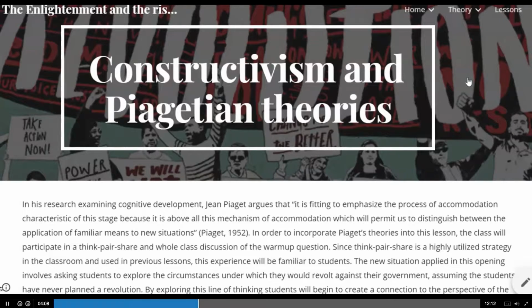The third week, we look at constructivism, and we build lesson plans around those theories. These theories focus primarily on Jean Piaget, who argues that it is fitting to emphasize the process of accommodation characteristic of this stage because it is above all the mechanisms of accommodation which will permit us to distinguish between the application of familiar means to new situations.